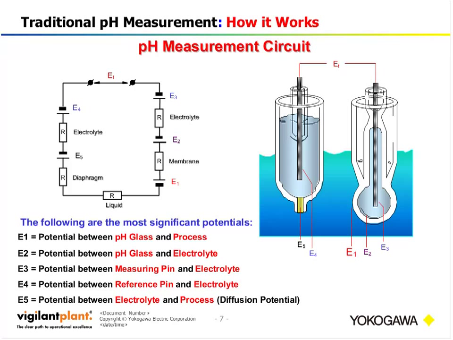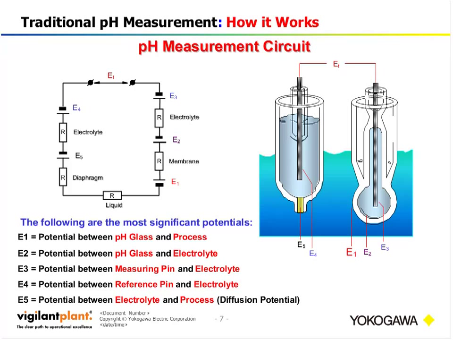Unfortunately, pH electrodes have a finite useful life, and as they age or are adversely affected by the process by coating, their reliability and accuracy will diminish, causing some of these voltage potentials shown here to be of interference, which means the pH measurement will also be affected.